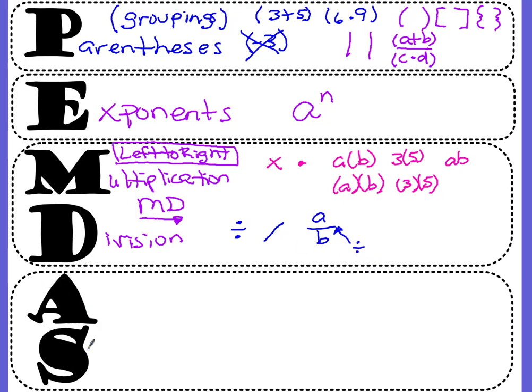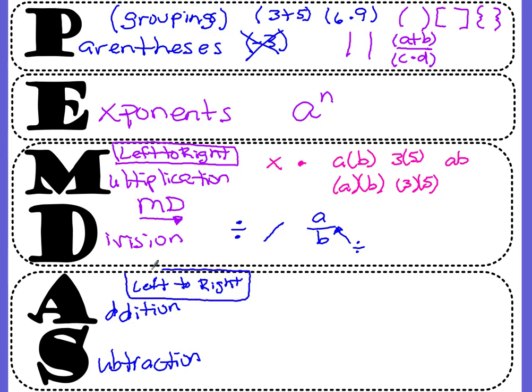And then our last step for the order of operations is the AS, which stands for addition and subtraction. Again, addition and subtraction is the same step, and it is left to right, just like the multiplication and the division. You perform the operations going from left to right like you're reading a book. So again, I write my addition, subtraction, AS together horizontally with an arrow going to the right to show me it's left to right.